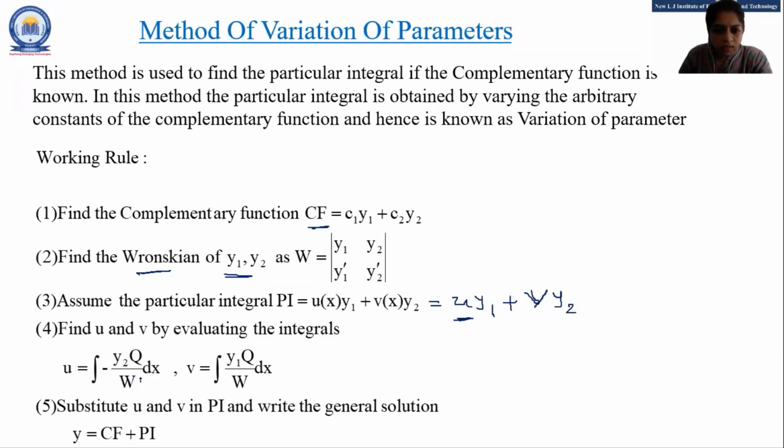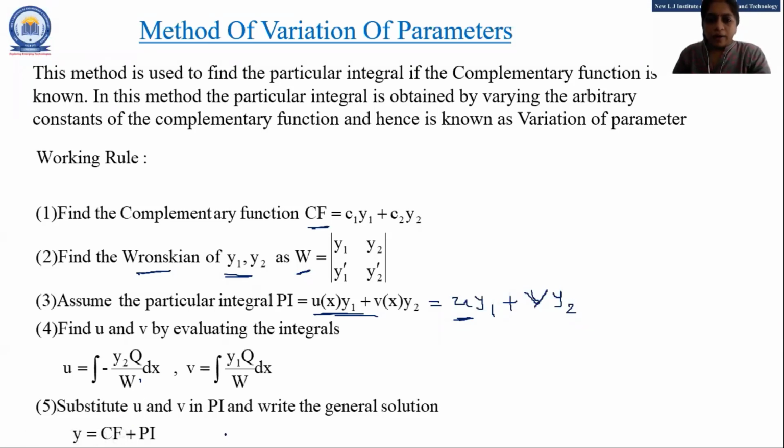This is not W, this W is the Wronskian, students. This one is, right? So for u, y2 q upon W dx, and for v, this is another formula, integration of y1 q upon W dx. Now substitution of u and v in this formula, you will get yp, and the general solution is CF plus yp. See, it is a really easy method.